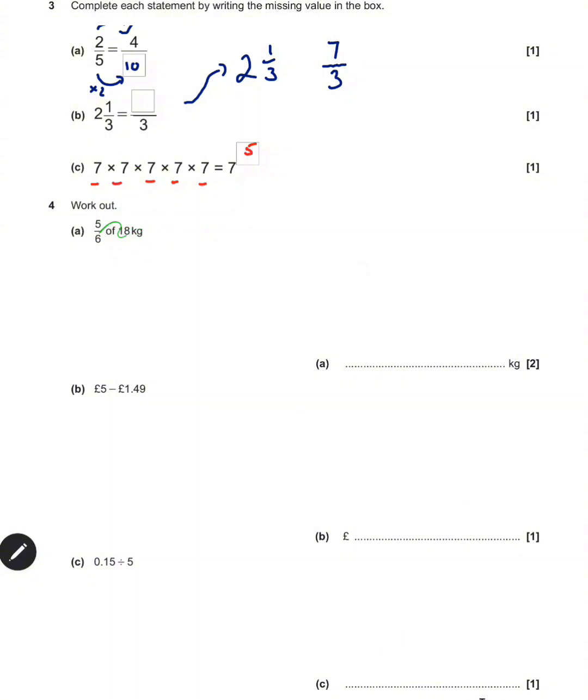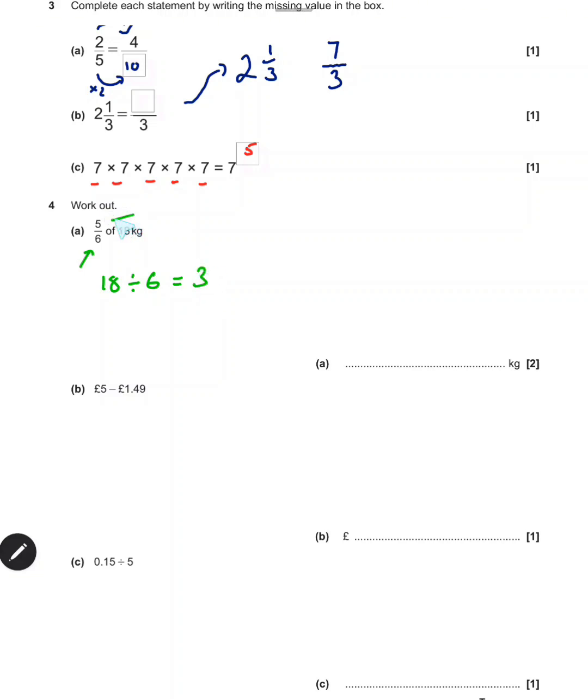Question 4, 5/6 of 18. In order to find a fraction of an amount, we're going to divide by this bottom number. So I'm going to do 18 divided by 6. How many 6s in 18? 6, 12, 18. The answer is 3.